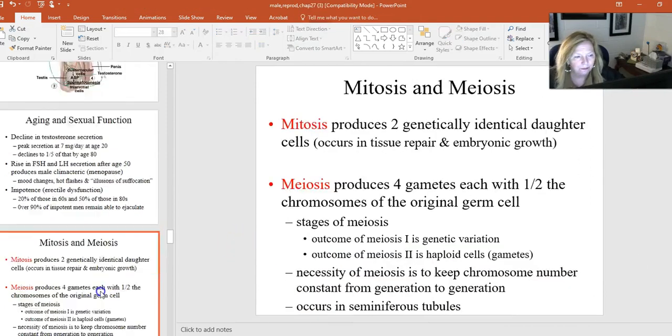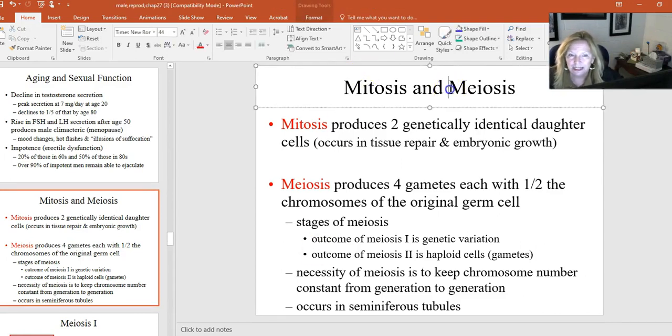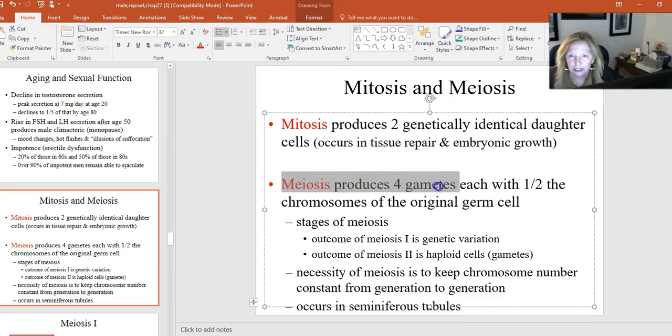So when we think about the production of eggs and sperm, there's a very special type of cell division that must happen. That cell division is called meiosis. Meiosis is only happening in the gonads. It only happens to get to the gametes. It's very important that you understand that.